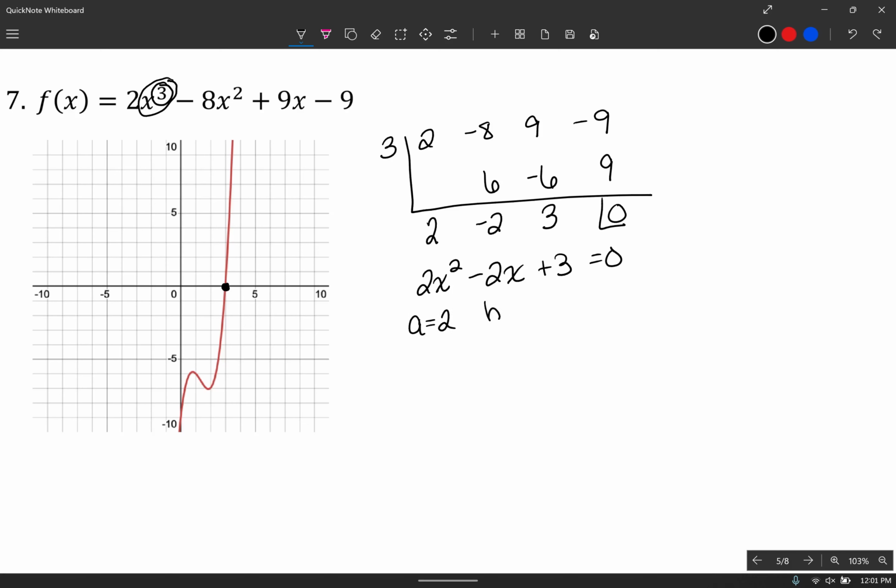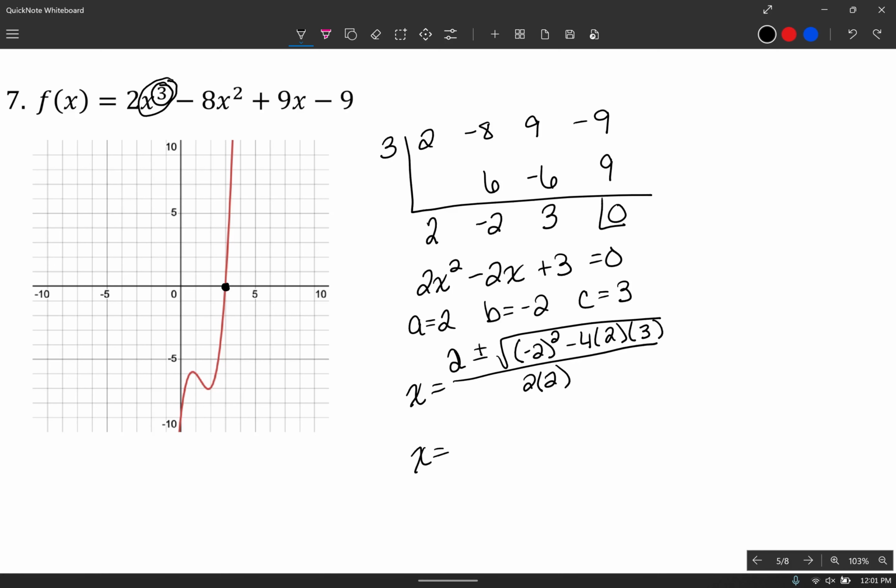A is 2, b is negative 2, and c is 3. So x equals negative b. B's already negative, so that would just be positive 2, plus or minus the square root of b squared minus 4 times a is 2 times c is 3, all over 2 times a, which is 2. So we'll get that discriminant. The number underneath the root is negative 20.